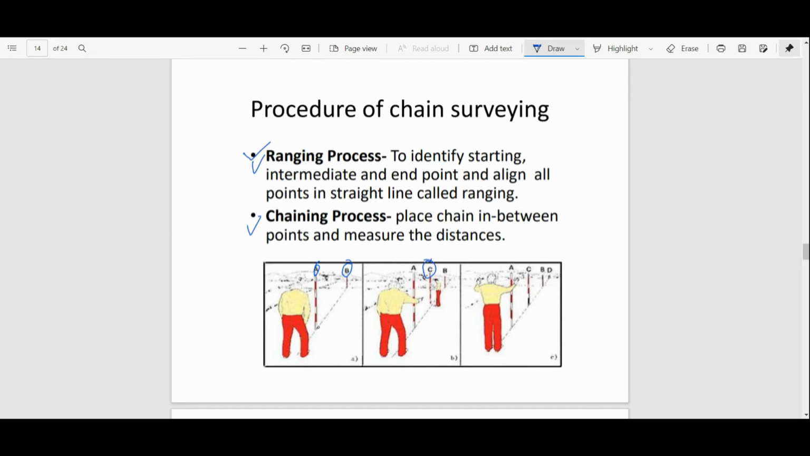Ranging is the process of making all the points in a straight range. You can see here now points A, C, B and D. These all points are in a straight range. So this process is basically ranging. When ranging is done, then it is very easy to measure. We have to just place the chain and count the number of tally rings. We can easily get the distance between point A and D by placing the chain in between, and we can count the number of tally rings. That will easily give you the idea of the distance between these 2 points. Okay.